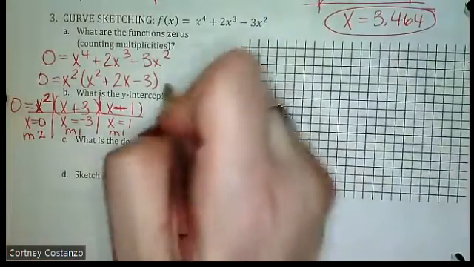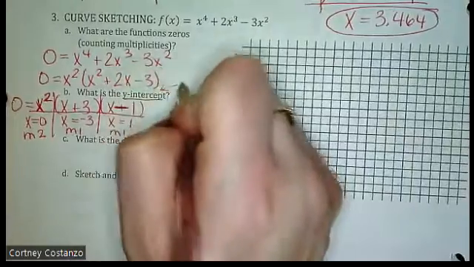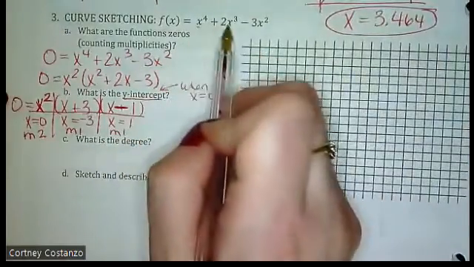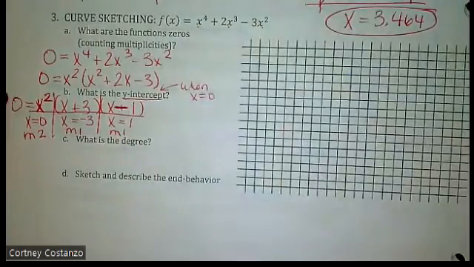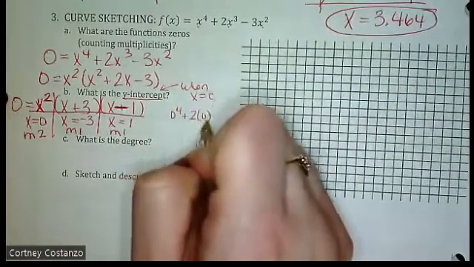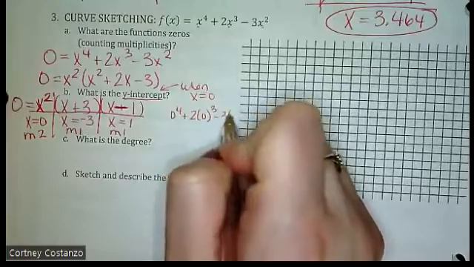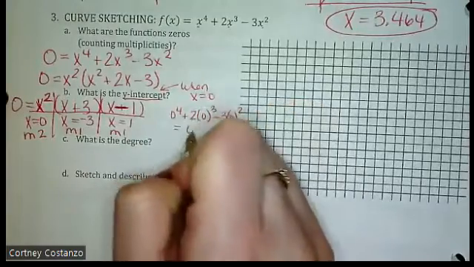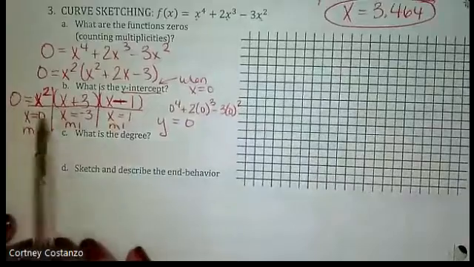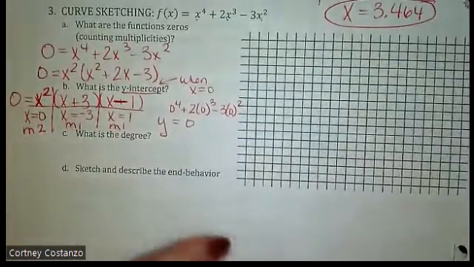My y-intercept is when x equals 0. So if I go back to the original problem and I plug 0 in for all the x's, 0 to the 4th power plus 2 times 0 to the 3rd power minus 3 times 0 squared, it's just going to literally come out to be 0. So my y-intercept is going to be 0. You probably could have guessed that if my x-intercept is also 0.